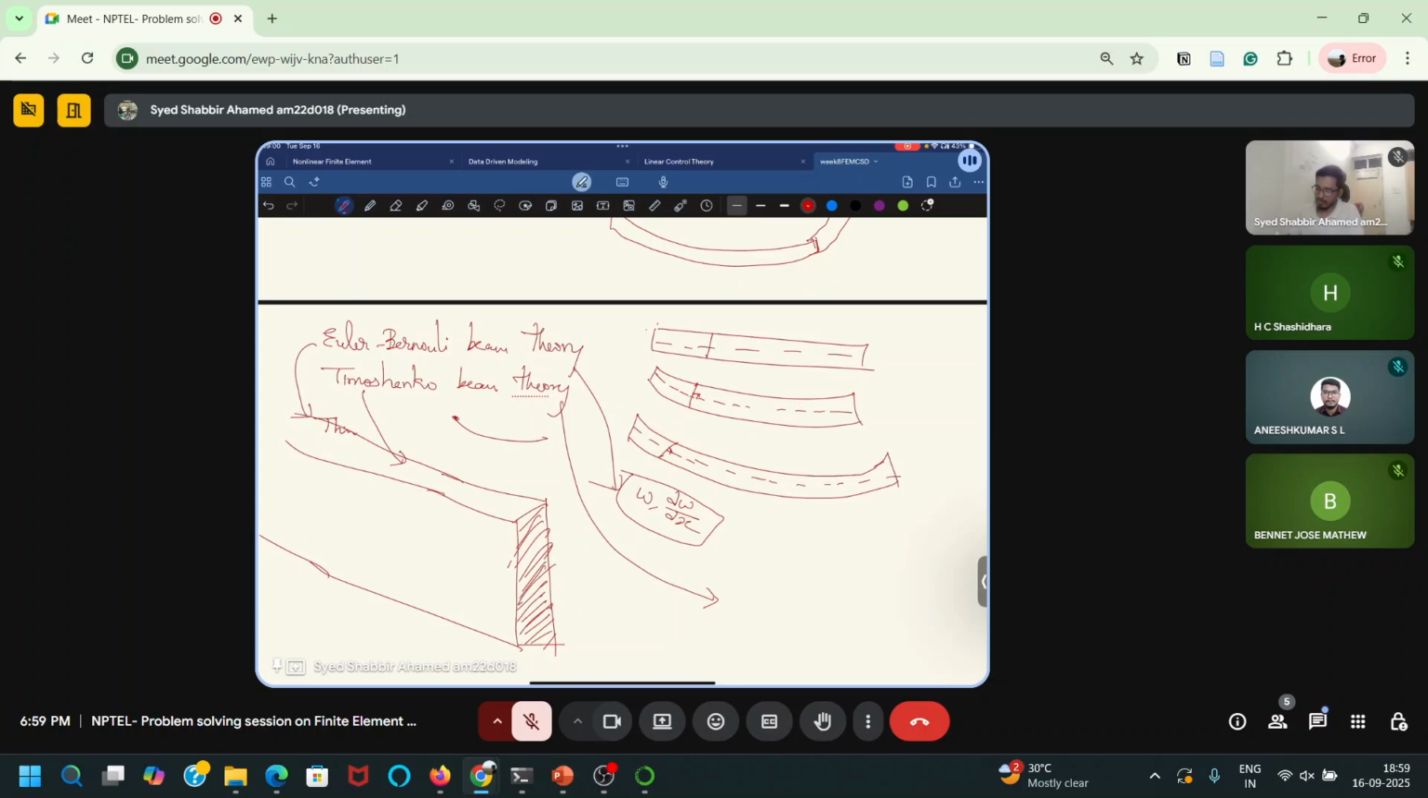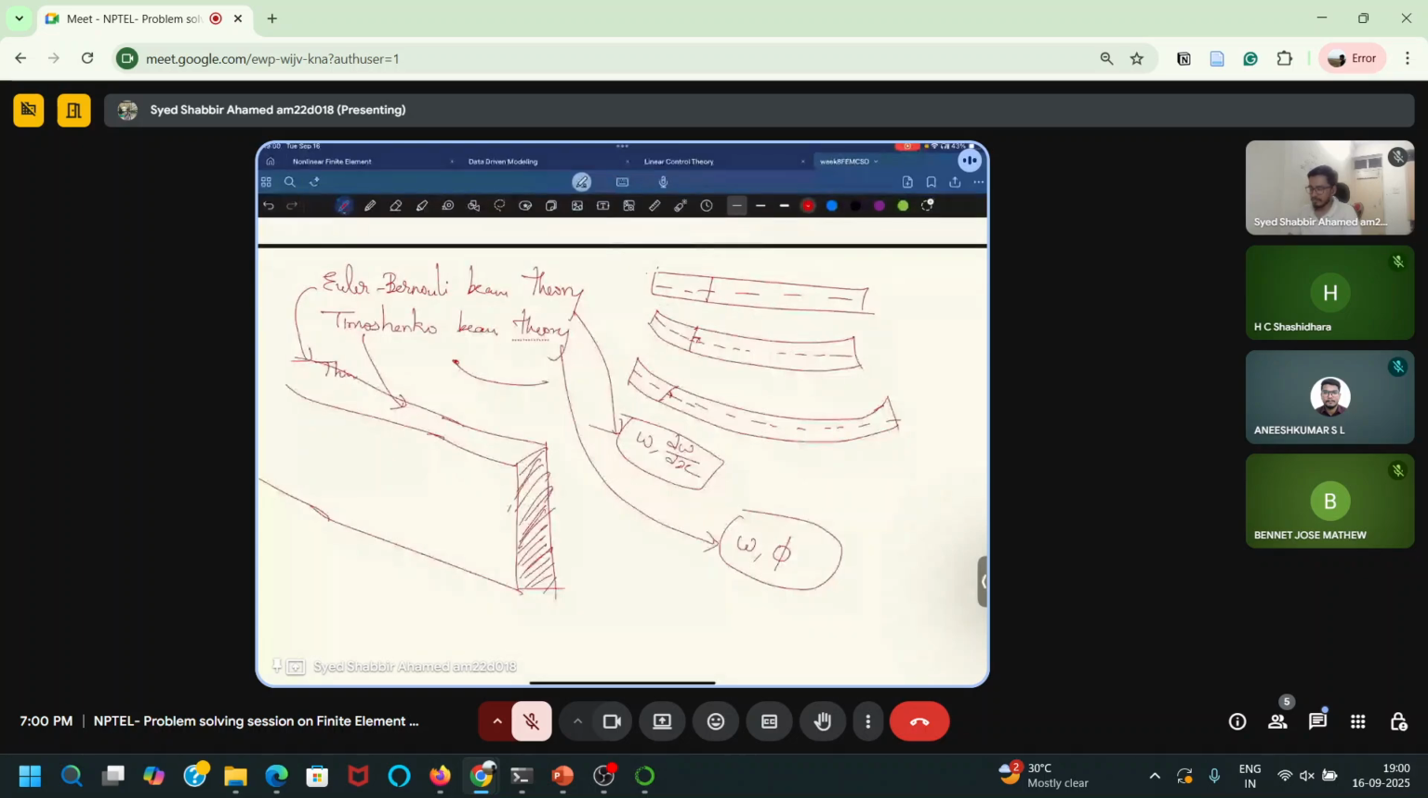But when we go to Timoshenko beam theory, W will be there, and in addition to that there will be phi, which I have to estimate. Here phi is the rotation, and it is not equal to the derivative, or the slope, of this W. That's because there is also shear deformation in addition to the bending which is happening. So this and this will be different. Timoshenko beam theory will involve this.